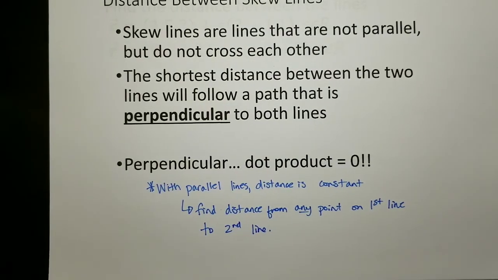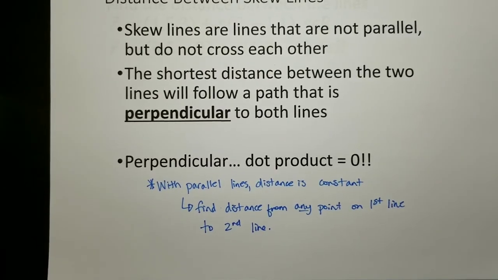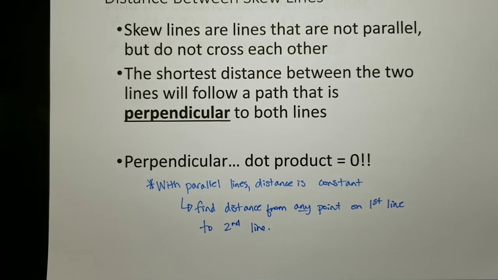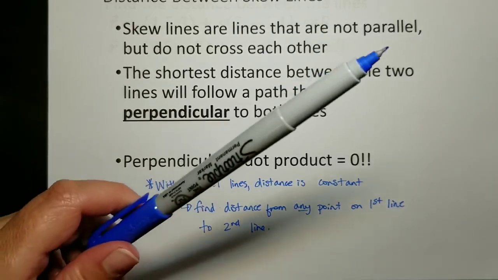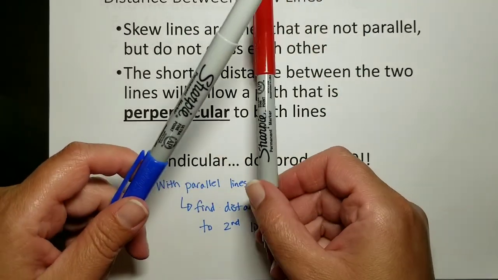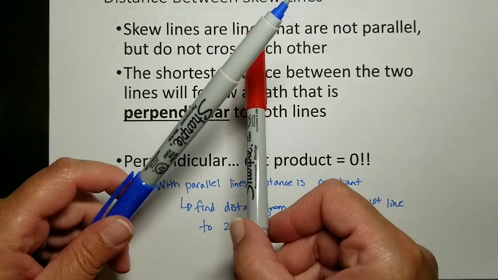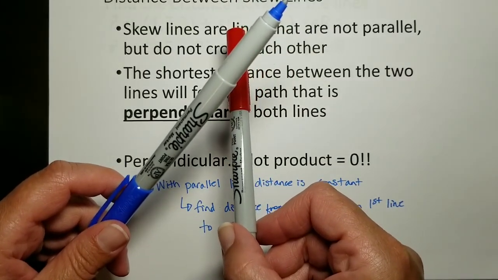So if you were given two lines that were parallel and you wanted to find the distance between those, it really goes back to being the distance between a point and a line. And you just take the position vector of one line and find the distance from that point to the other line. Okay. With skew lines, though, this is where we're looking at two lines that are not crossing, so they don't touch, but they're not parallel.